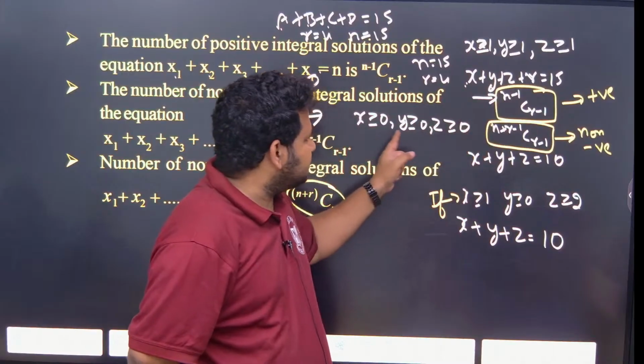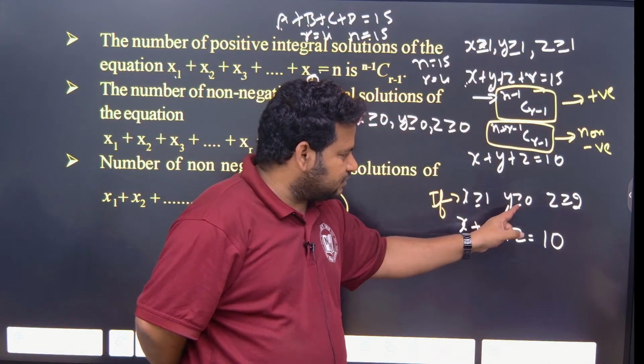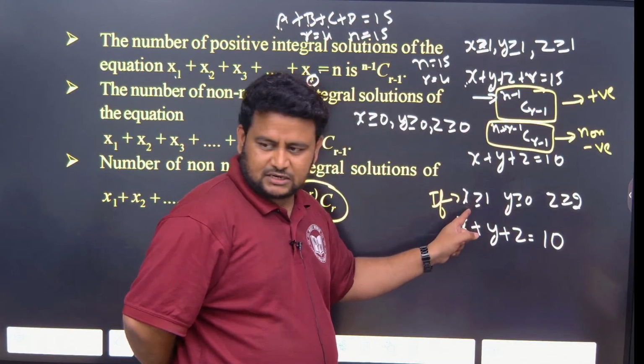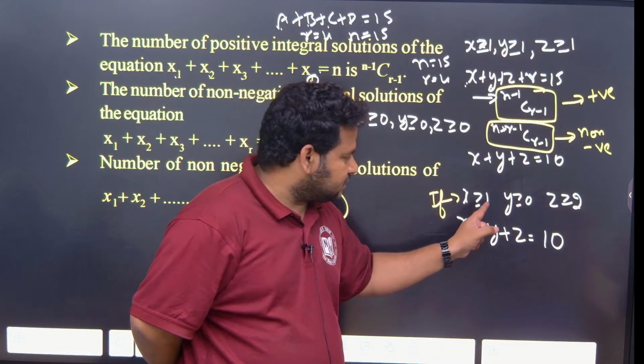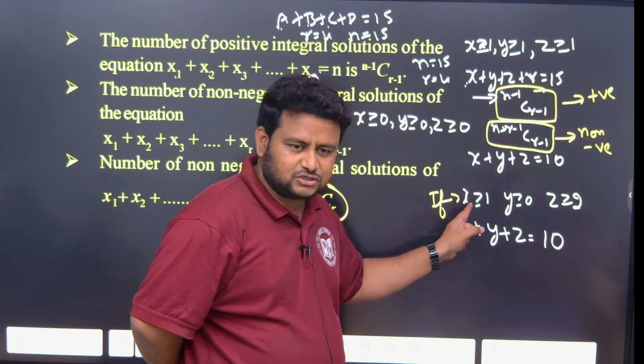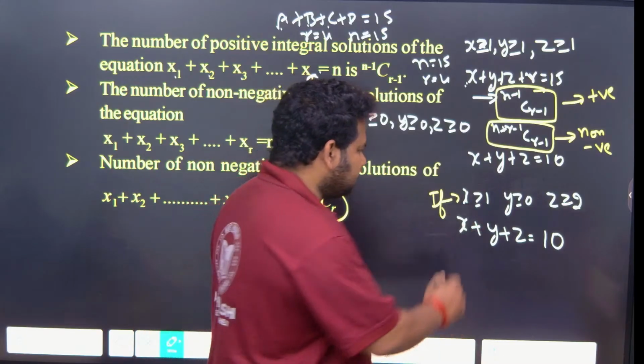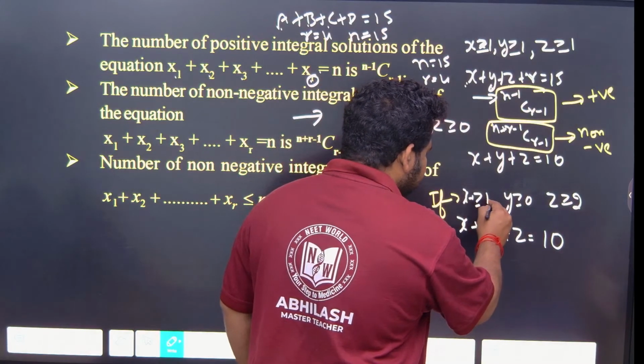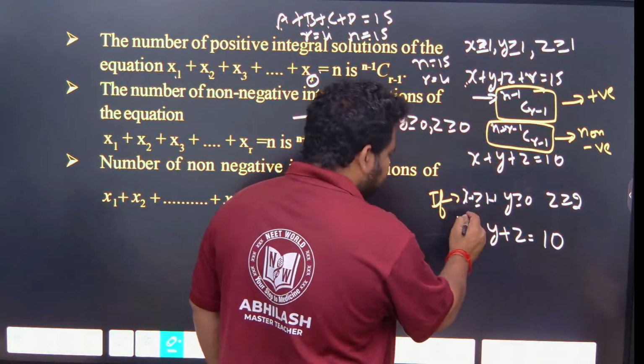What is the second condition? Greater than or equal to 0. This one I will make as greater than or equal to 0. That means here I should subtract 1. So that means here also I should subtract 1. Here also I should subtract 1. If I do that, what will this become?